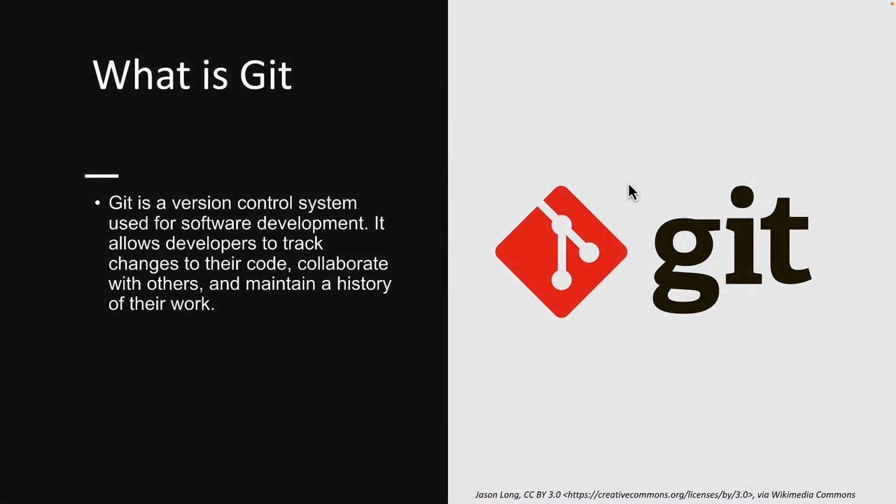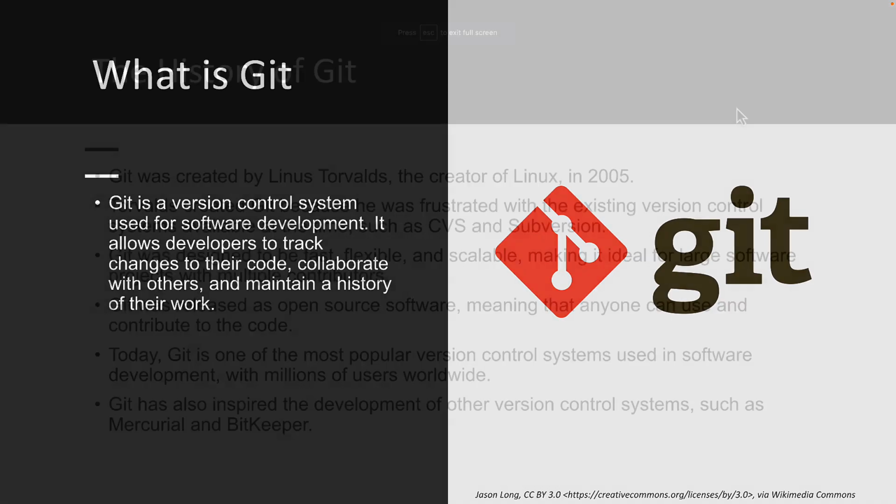So what exactly is Git? Git's a version control system used for software development. It allows developers to track changes to their code, collaborate with others, and maintain a history of their work. There's a lot of different source code control systems out there, but Git is far and away the most popular, and it's open source, so it's free and easy to use. Let's look at some of the details about Git.